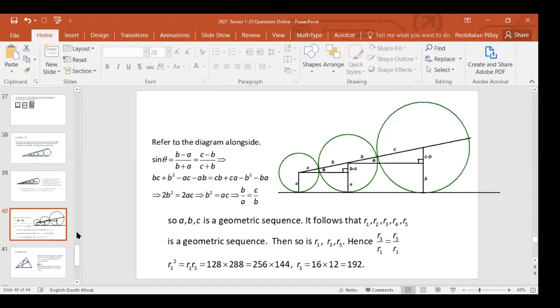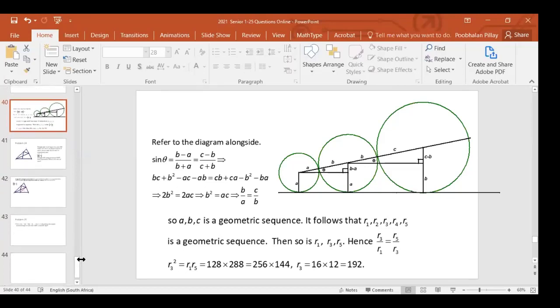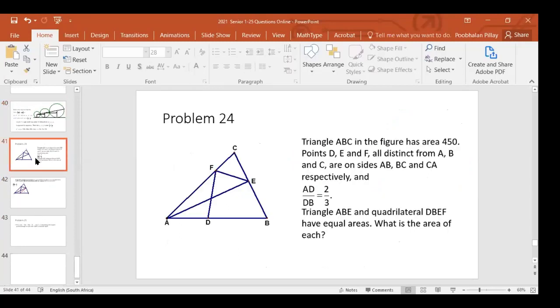So when you get the recording, you can pause it here and think about what's written and read it and try to see whether you can understand it. That's problem number 23. Problem number 24.